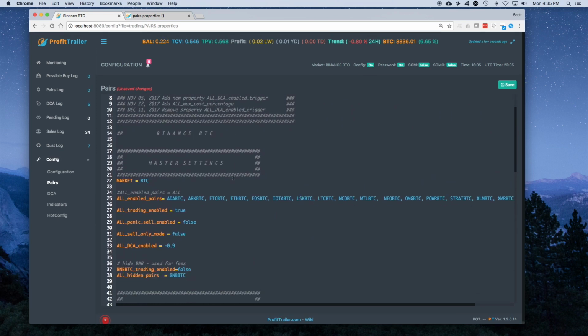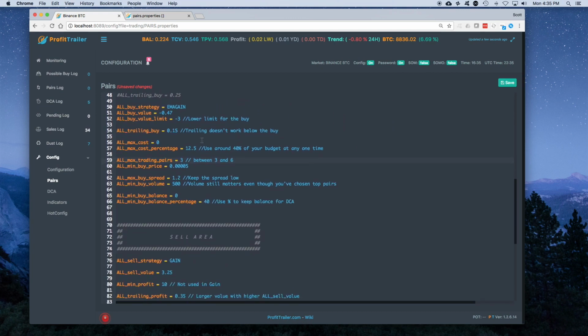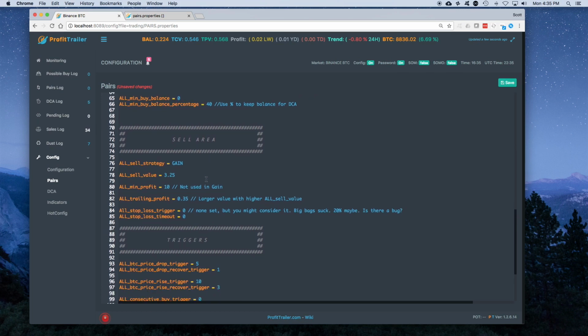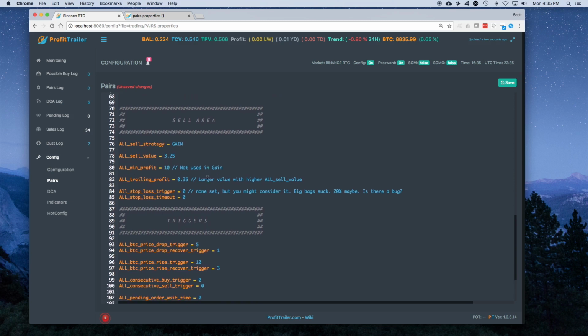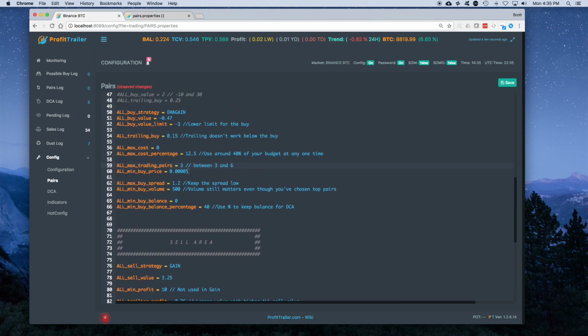I think I had that set, all max cost percentage. No, I didn't. I needed to bring that over and put that in as an actual hard setting. I was going to show you that, so I will add that in a moment. But right now, just keeping 3 pairs and 12.5% will keep you at around 40% of your budget.